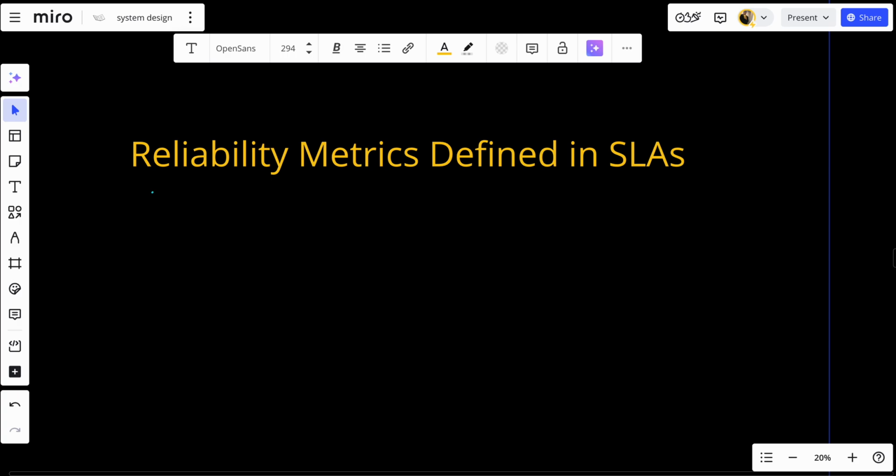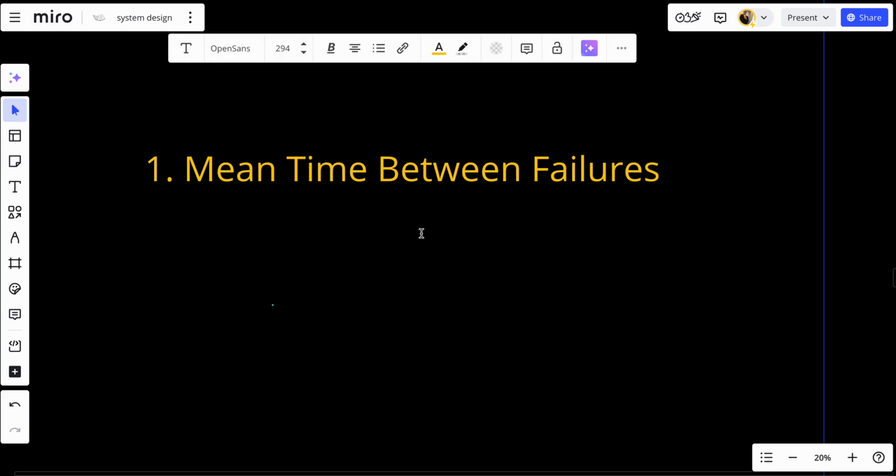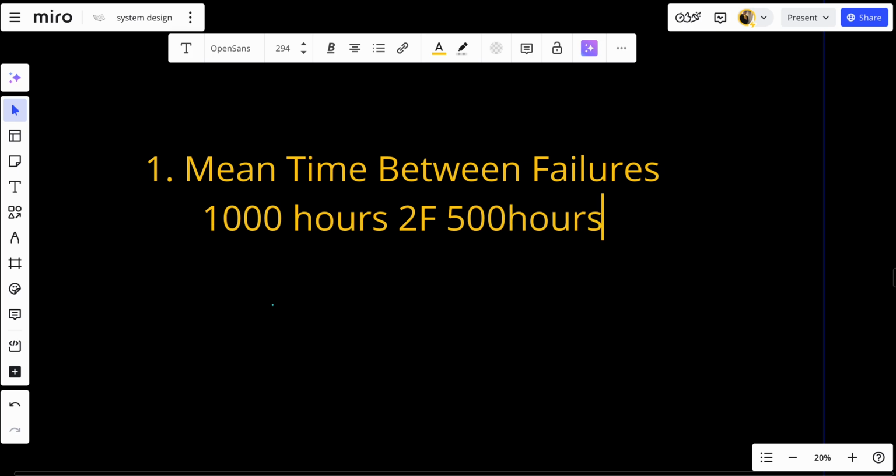So, in order to talk about the reliability metrics defined in SLAs, the first thing we will talk about is the mean time between failures. One of the key metrics used to measure reliability is mean time between failures. This is the average time between two failures in a system. A high mean time between failures means that the system can run longer without failing, which is a sign of good reliability. For example, if a system runs for 1,000 hours and experiences two failures, the MTBF would be 500 hours.